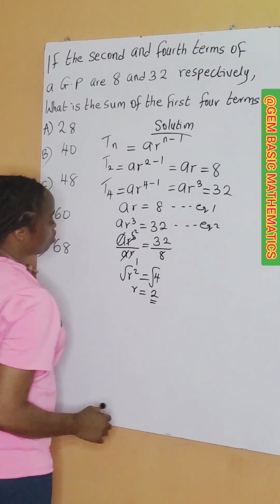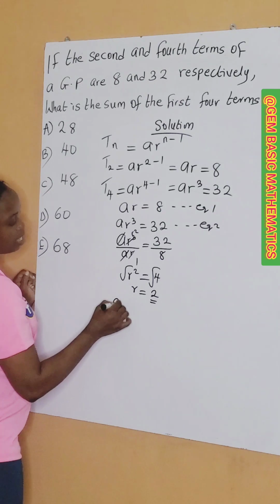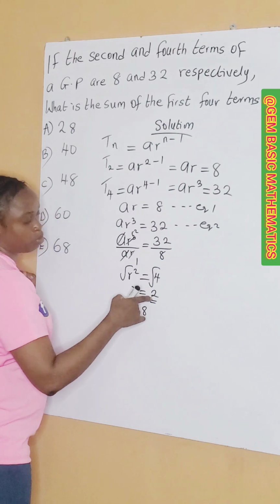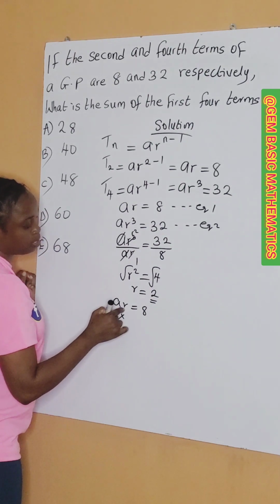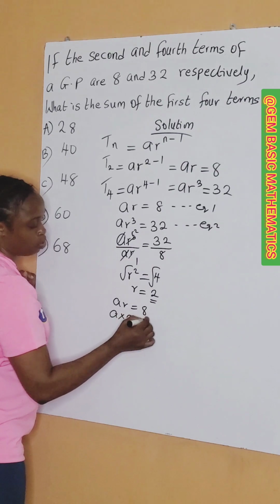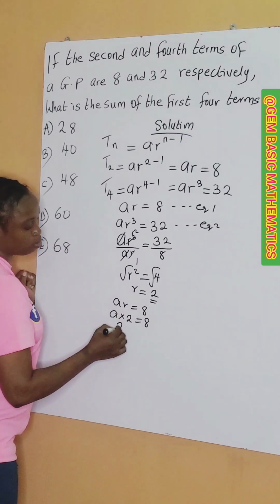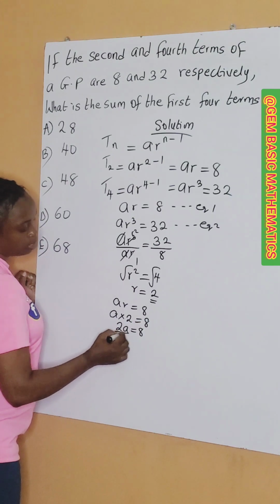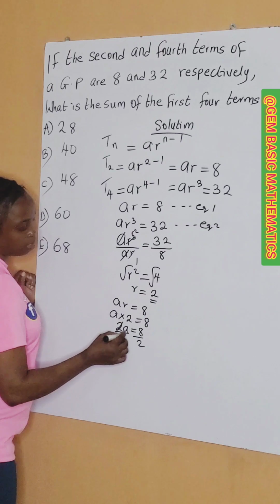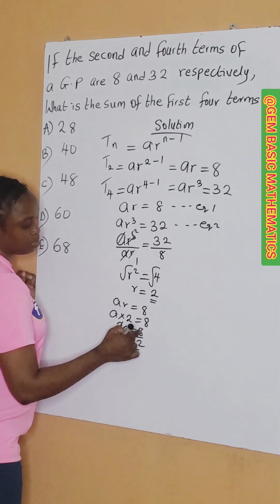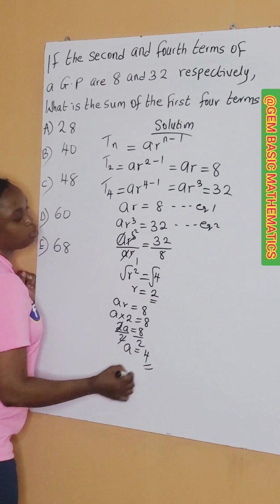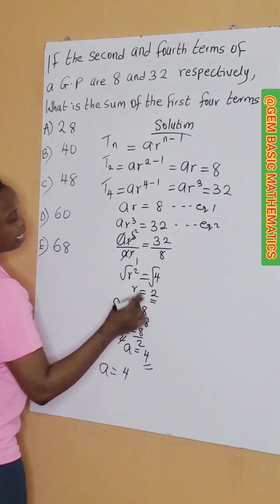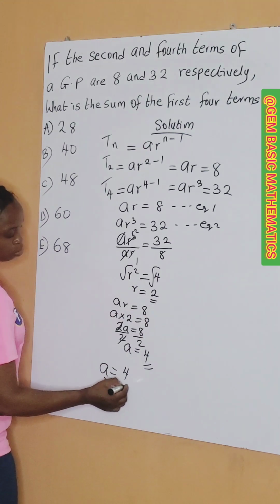From equation 1 we have AR equals 8, but we know that r is 2, so we substitute. A times 2 equals 8, so 2A equals 8. Divide both sides by 2, and 2 cancels 2. So A equals 8 divided by 2, which is 4. So now we know our first term A is 4, and our common ratio r is 2.